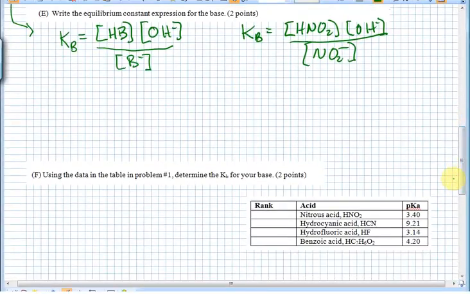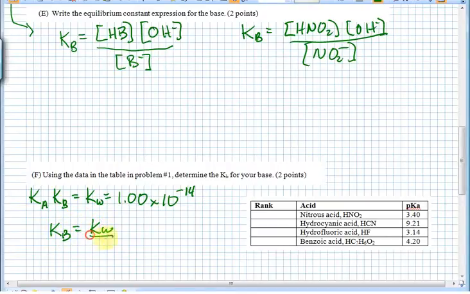Scroll down here. Now we want to figure out what the Kb is. Notice we've got the Kas from problem number 1. We've got the pKas. We're interested in the nitrous acid, but we're interested in the conjugate base. A couple of things to remember. The product of the Ka times the Kb is equal to Kw, the water autoionization constant, which at 25 degrees, where we'll always be working, is 1.00 times 10 to the minus 14th. So Kb is equal to Kw divided by Ka.